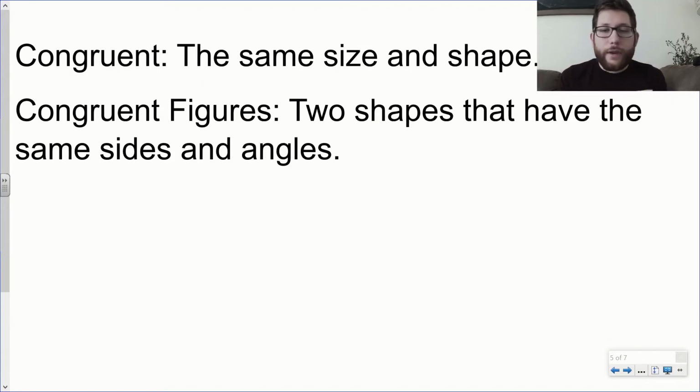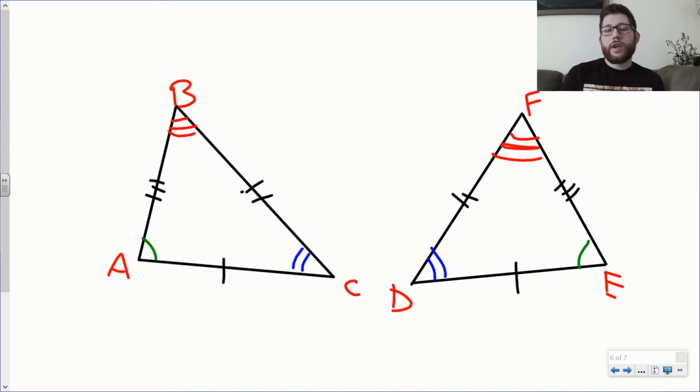And then congruent figures are two shapes that have the same sides and angles. So if I have two congruent figures, it means all the sides match up and all the angles match up. So let me show you an example of two congruent triangles. So I've got A, B, and C here, and D, E, and F. Notice how the markings are done.